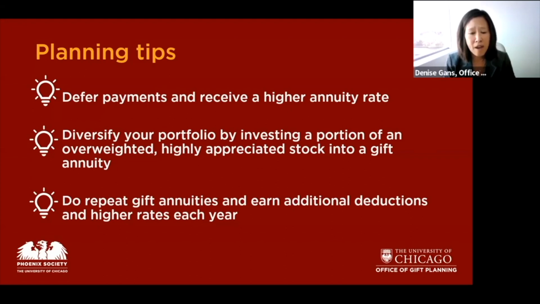Another tip that I have that many donors take advantage of is doing repeat gift annuities year after year. So we have many donors who do this, and each time they fund a new gift annuity, they earn a new deduction that year. They will qualify for higher rates because they are now 1 year older, and they're going to be incrementally increasing their annuity payment each year, which the way we handle it is just to combine the payments from multiple annuities into one payment.